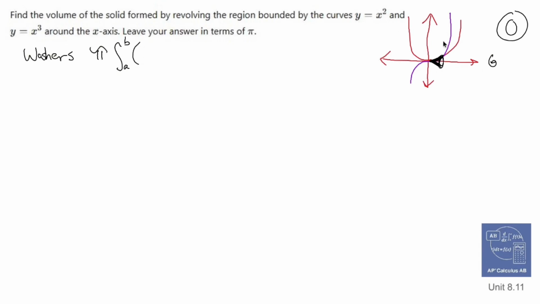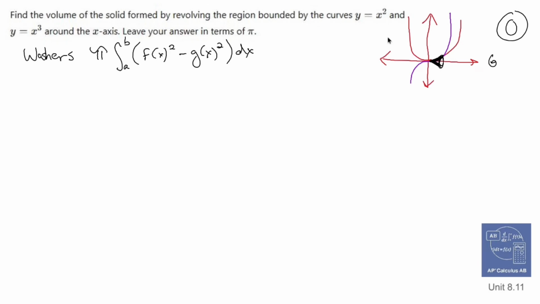We're going to take one equation, f of x, square it, and then subtract g of x, squared too, and then dx. One of them is going to be f of x, one of them is going to be g of x. This is different from the disk method because we're taking into account that hollowness right there.